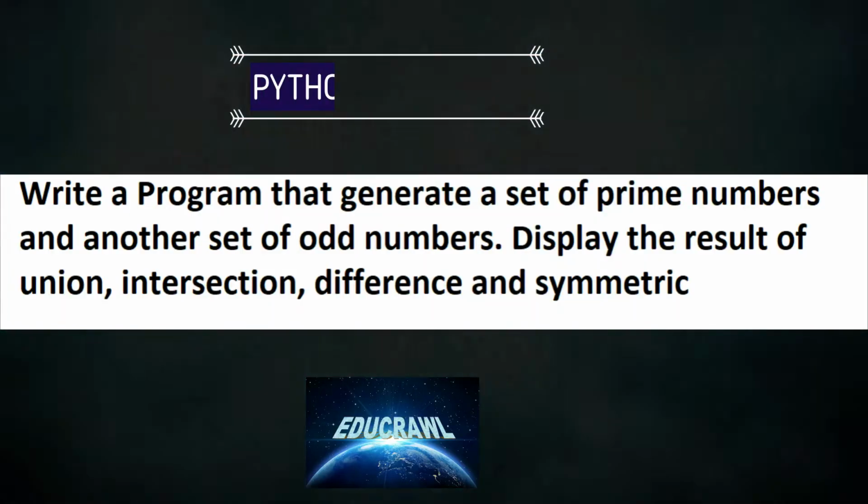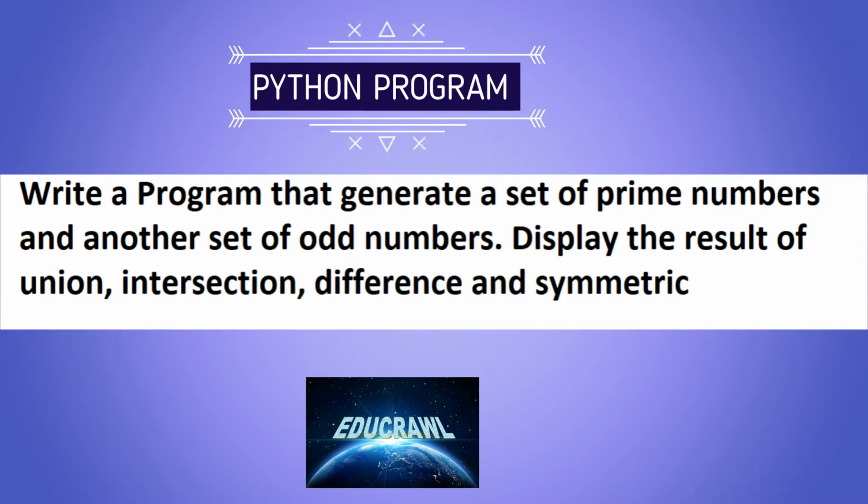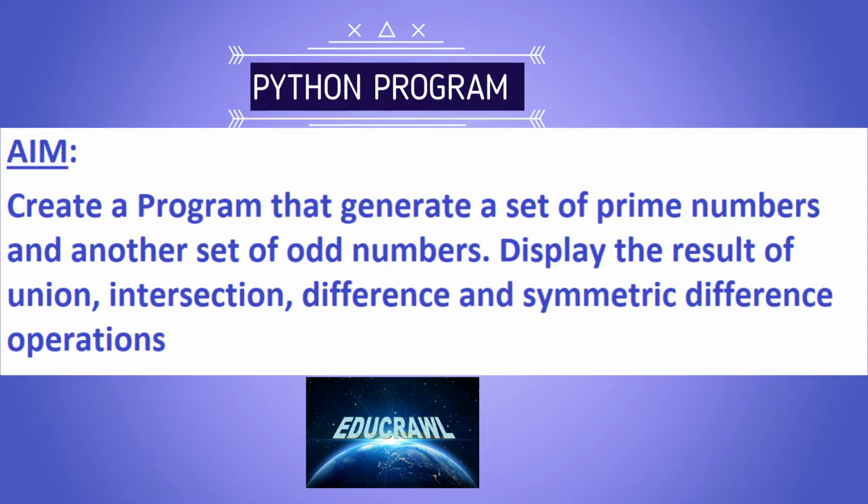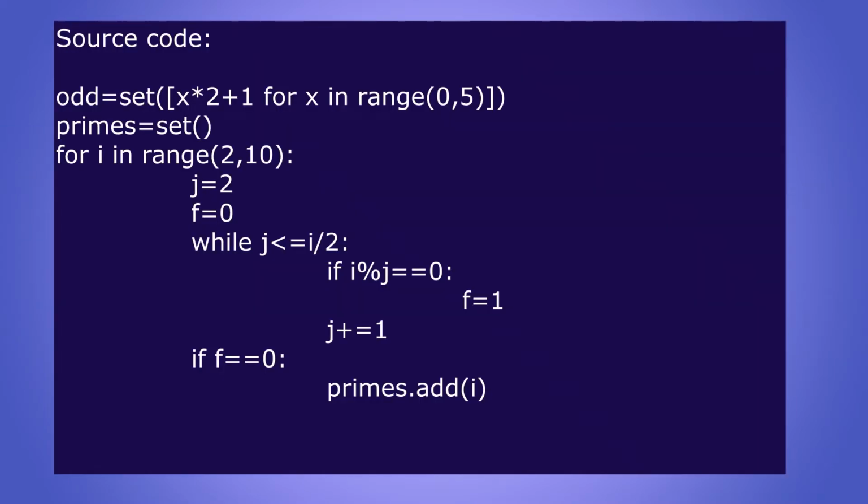Write a program that generates a set of prime numbers and another set of odd numbers. Display the result of union, intersection, difference and symmetric difference operations. Now let us see the source code.